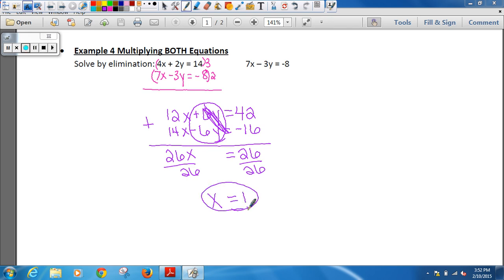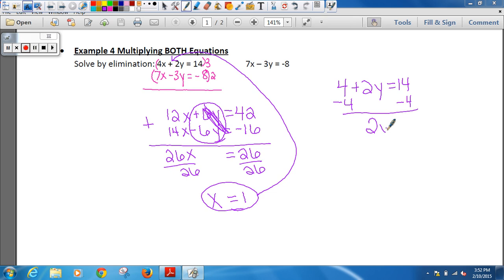Again, you can sub that into any of the originals. I'm going to sub it into this one over here because it has smaller numbers and no negatives. So 4 times 1 is 4, plus 2y equals 14. I minus 4 from both sides. 2y equals 10. Divide both sides by 2. And I end up with y equals 5. As an ordered pair, then, my solution to this system is 1, 5.